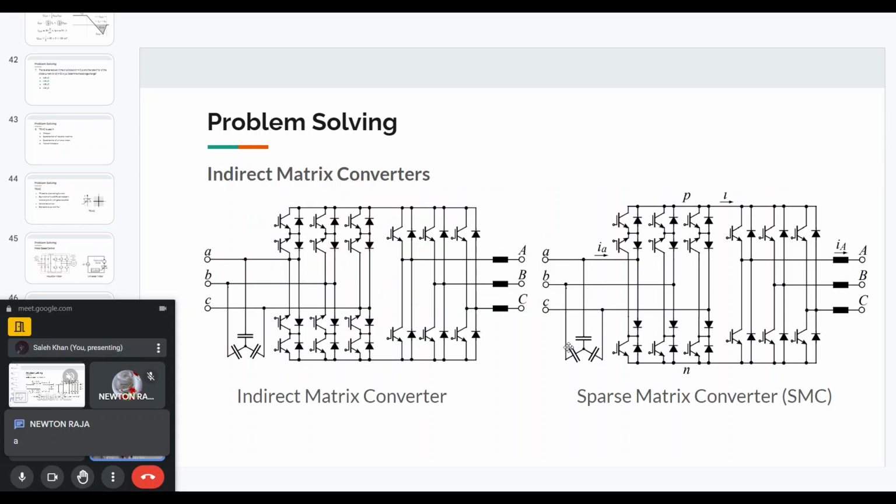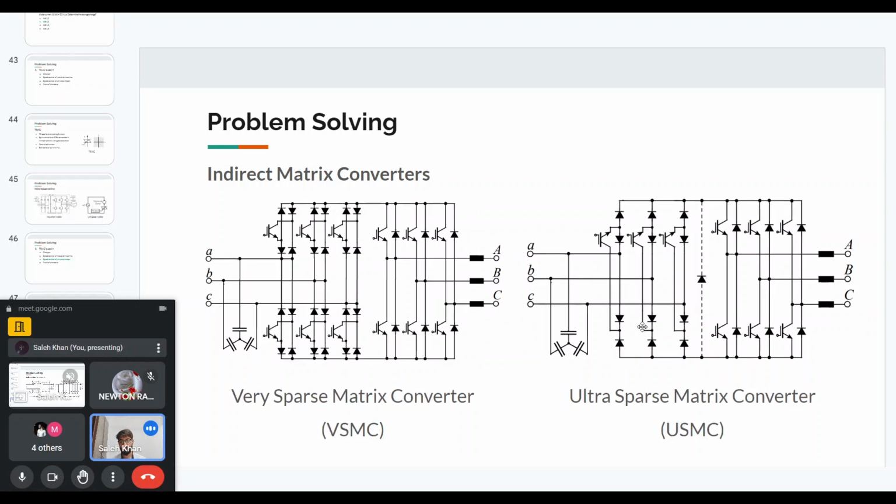First we have the indirect matrix converter. This is the conventional indirect matrix converter. And then on the right we have a sparse matrix converter. The difference is, you can see, in the inverter stage there is no difference. In the first stage we are reducing one switch in each leg. One control switch in each leg we are reducing. So this is how we get a sparse matrix converter from the indirect matrix converter.